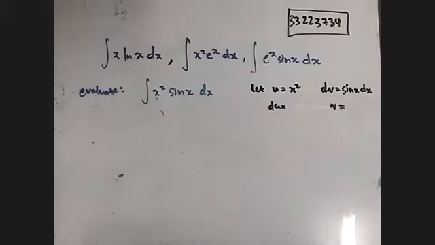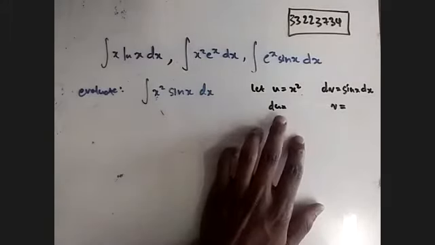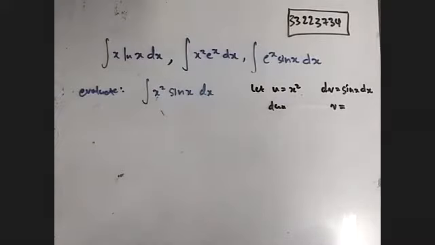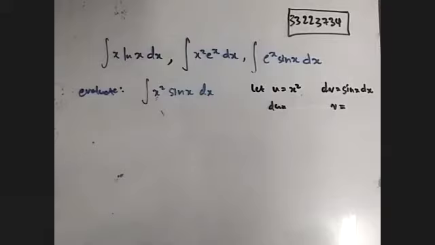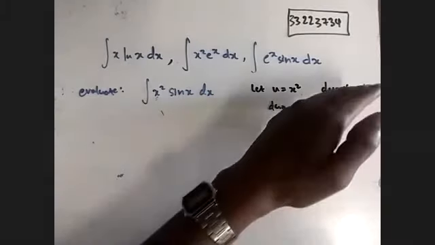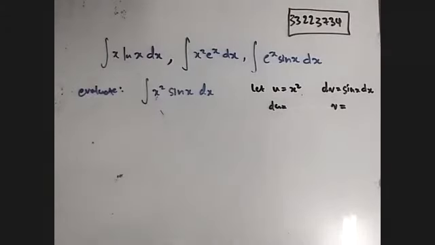3 3 2 2 3 7 3 4. Please do tell me what is going to be the solution. What is going to be our du? What is the derivative of x squared? And then what is the integral of sine x? The student number is 3 3 2 2 3 7 3.